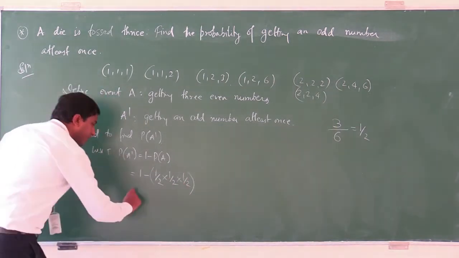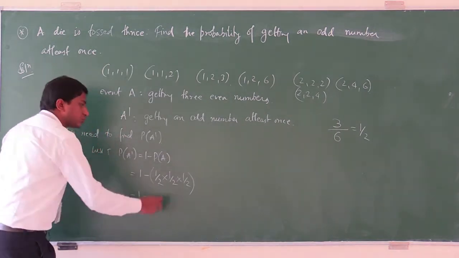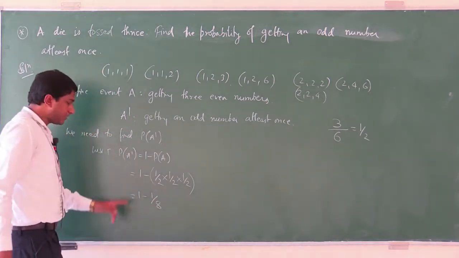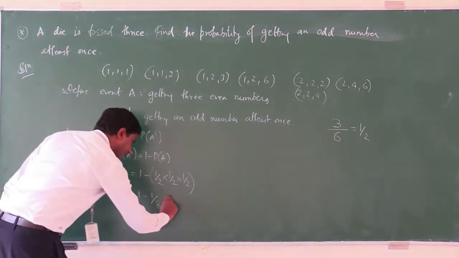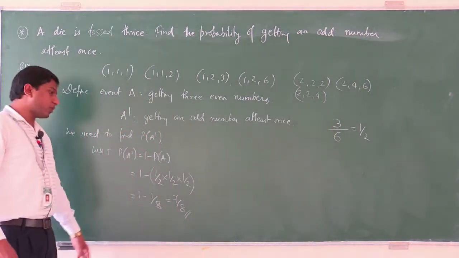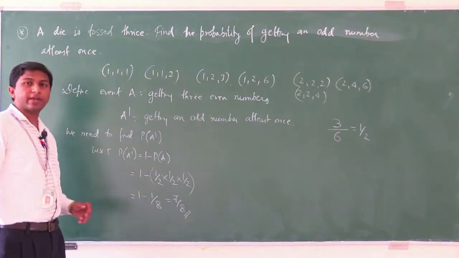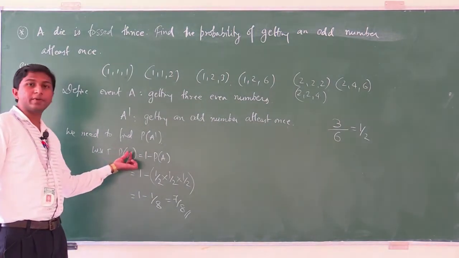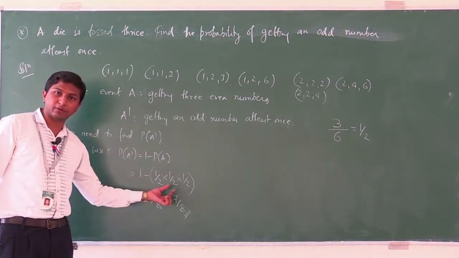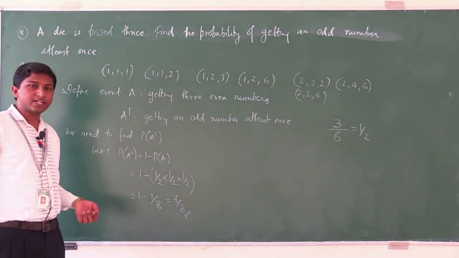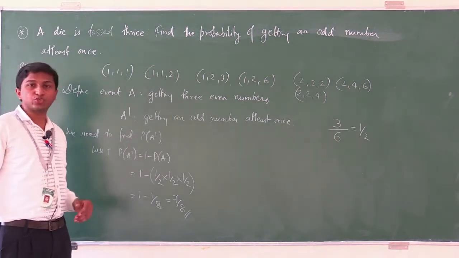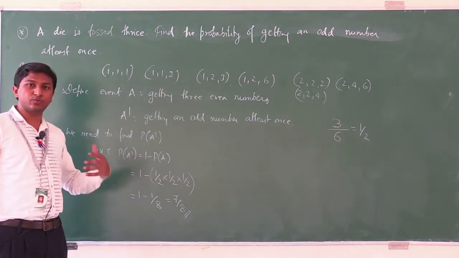So what do we get? 1 by 2 into 1 by 2 into 1 by 2 is 1 by 8. 1 minus 1 by 8, we get 7 by 8. So what is 7 by 8? 7 by 8 is nothing but the probability of the event A dash. What is A dash? Getting an odd number at least once. That is what the question is asking us to find.